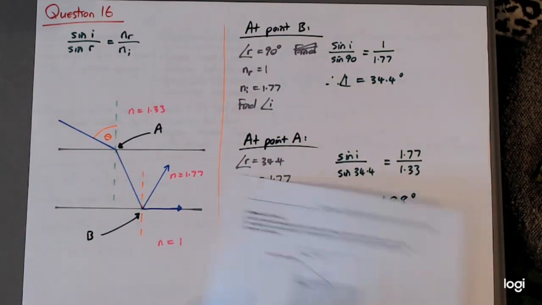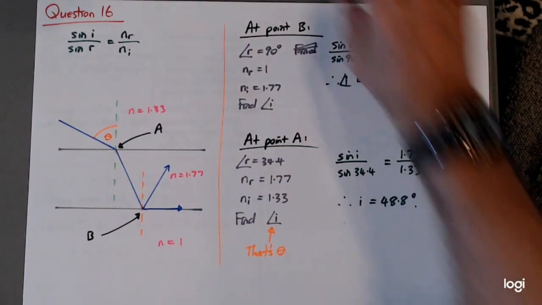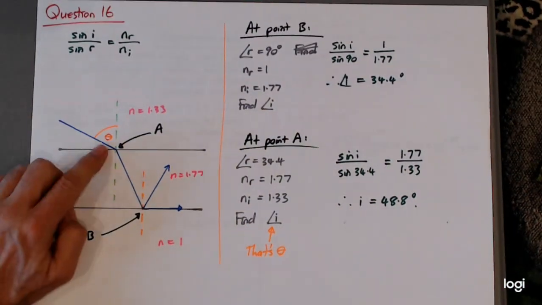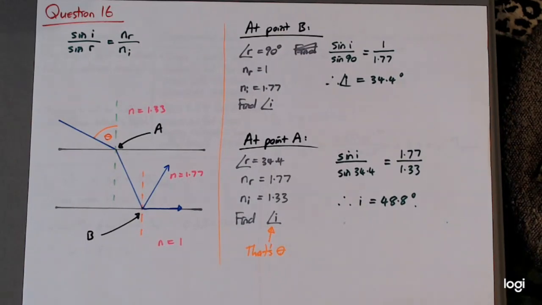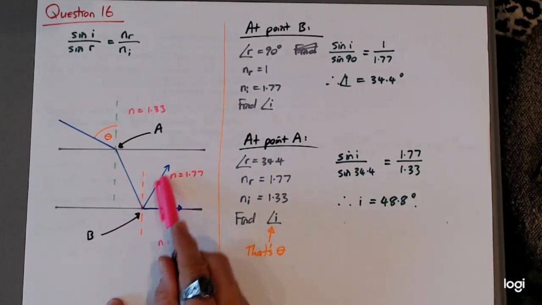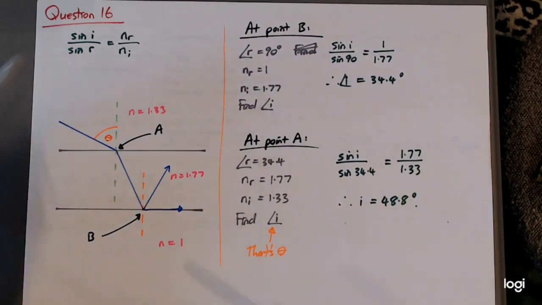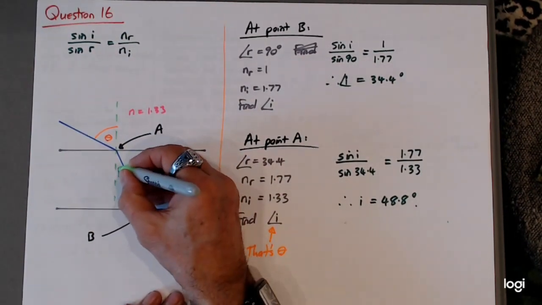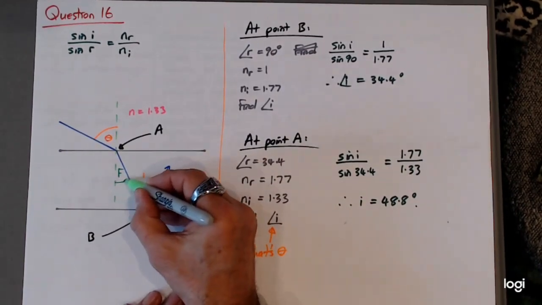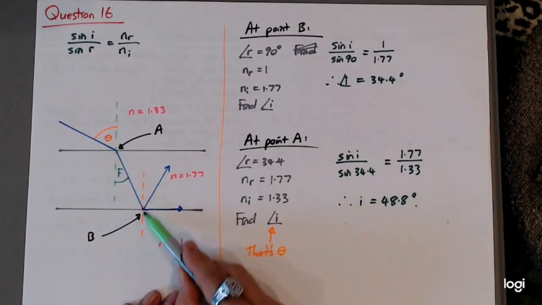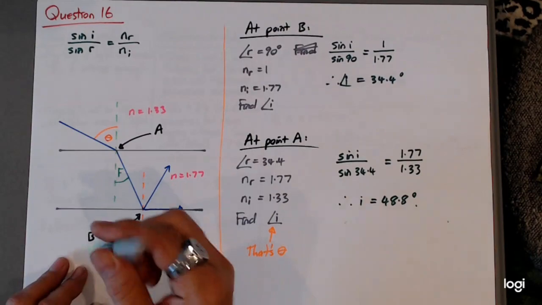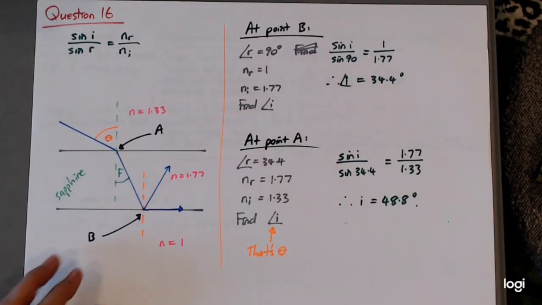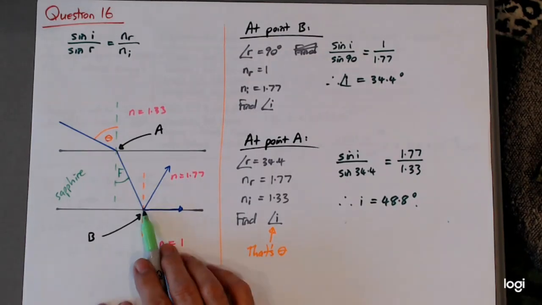I'm just going to put this one away now. And basically the question is find theta. All right. So they said that it only just does this. What they're trying to tell you is that this angle here, that I'm going to call F, that one there, is the critical angle for sapphire. Right, so this is the sapphire. Sapphire. Because it only just reflects.